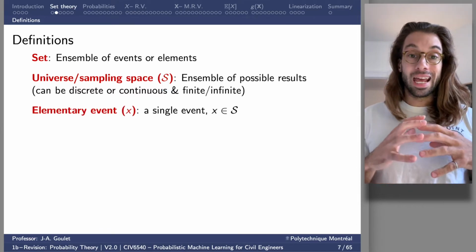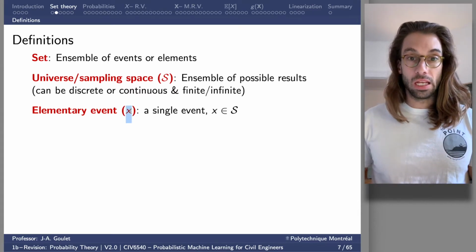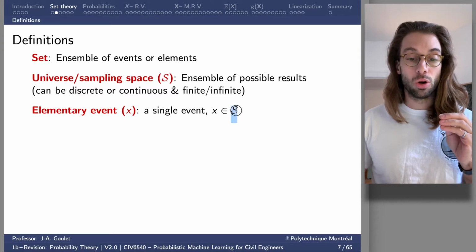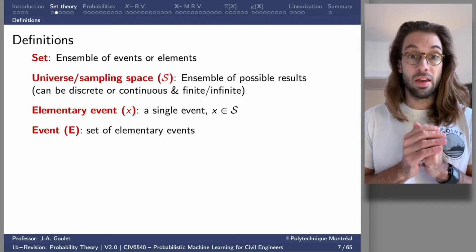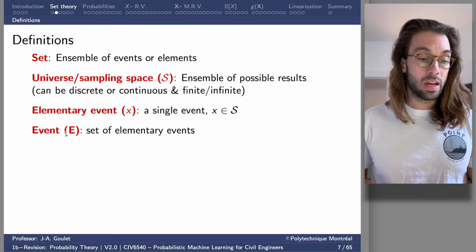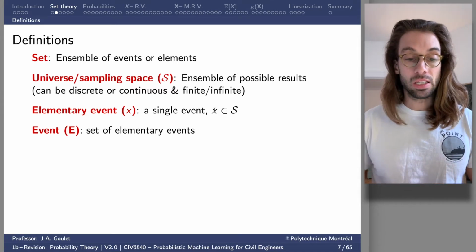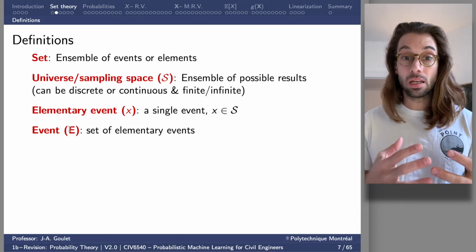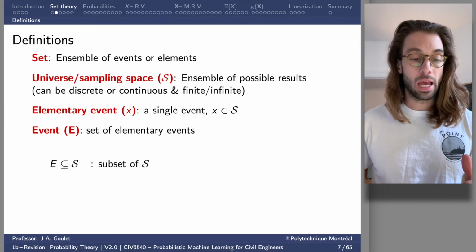Then we have what we call an elementary event. This is going to be denoted by a lowercase variable x. It's going to be a single event that belongs to our sampling space S. Then we're going to have the event E. An event is going to be a set of elementary events. So x is a single outcome. E is going to be a group or a set of multiple outcomes belonging to my sampling space S.